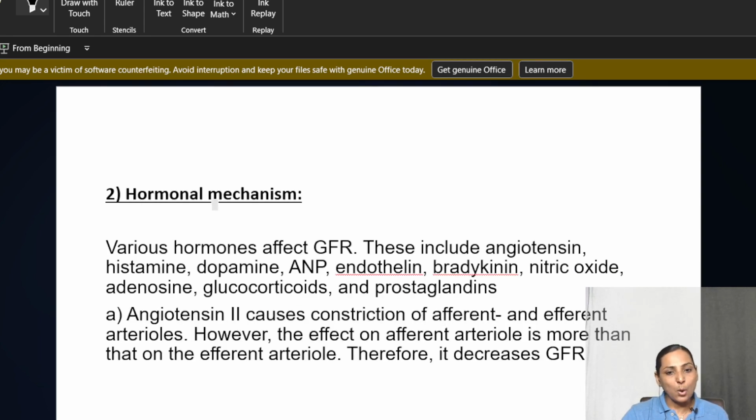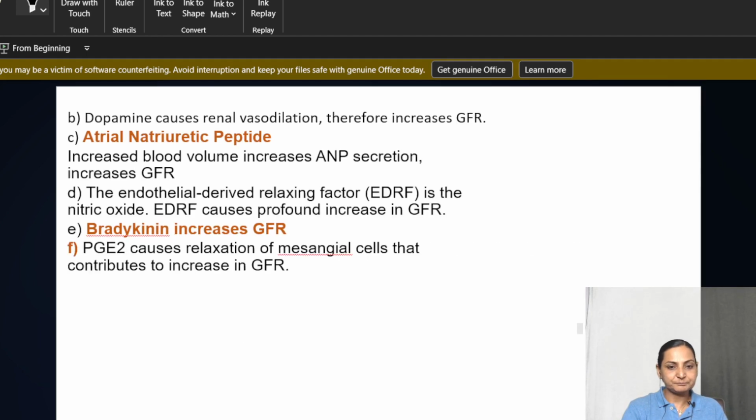Then there are various hormones which affect GFR. For example, angiotensin 2 causes constriction of the afferent and the efferent arteriole, but its effect on the afferent arteriole is more than on the efferent arteriole, and therefore angiotensin 2 decreases the GFR.